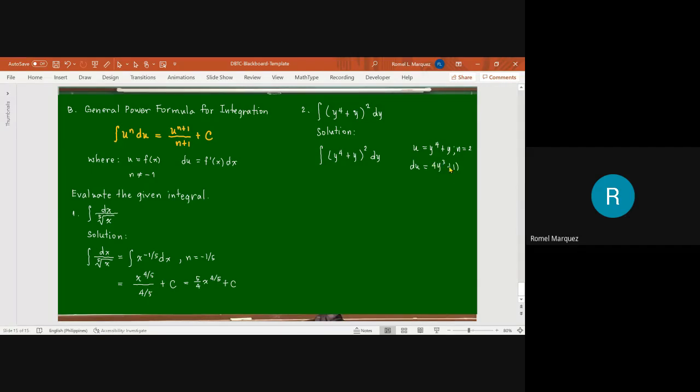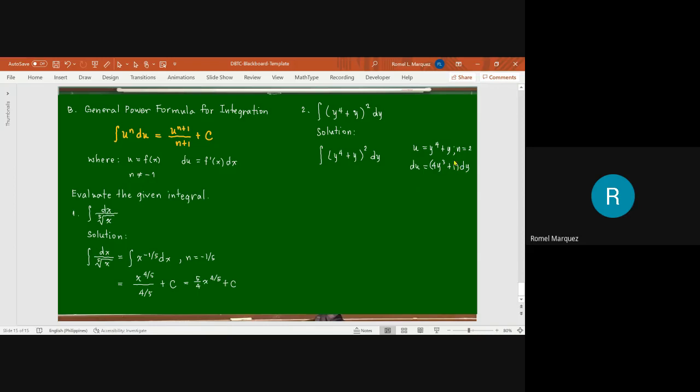So again, if this is u and 2 is n, u to the n, but this dy happens to not be du. So substitution like this will not give you progress. It's not that it is wrong, but it will not give you what you really want. So we think of another way. So this is not possible.